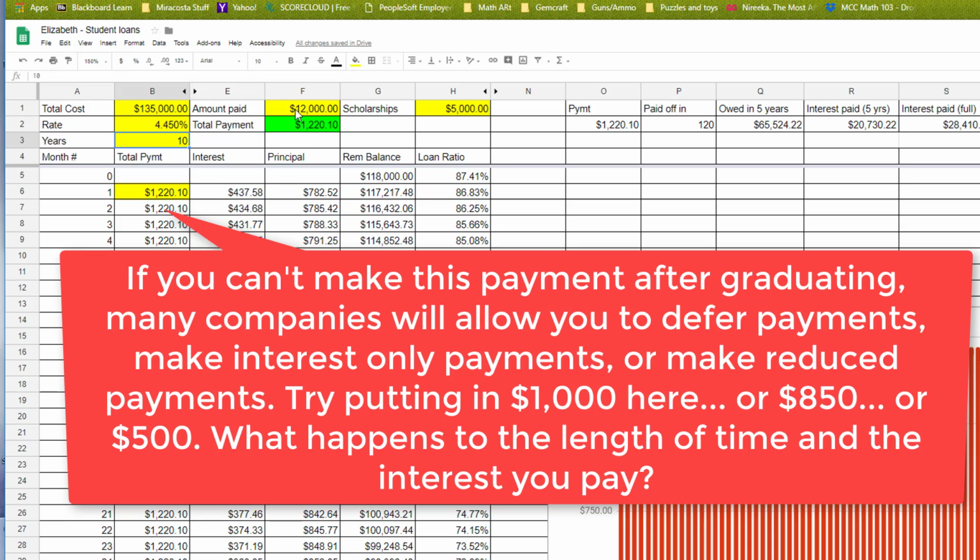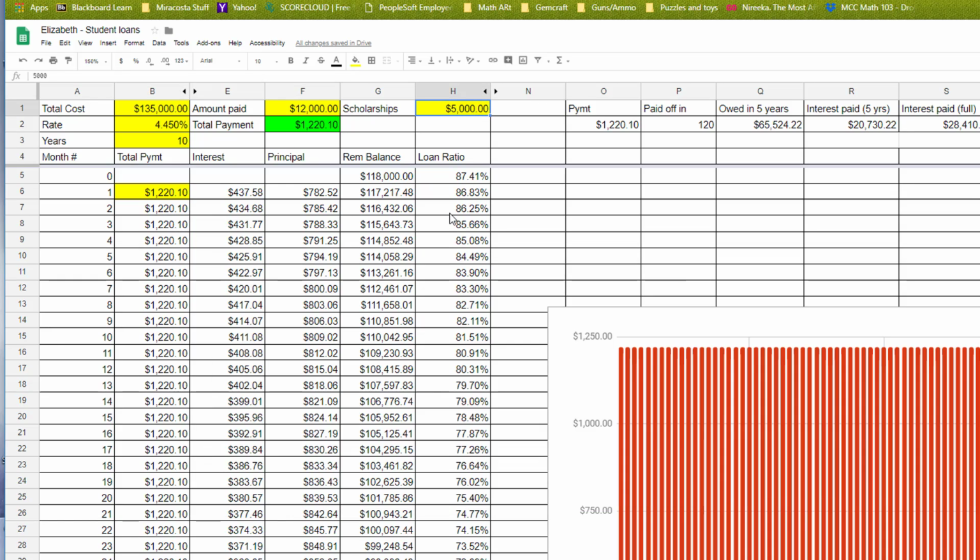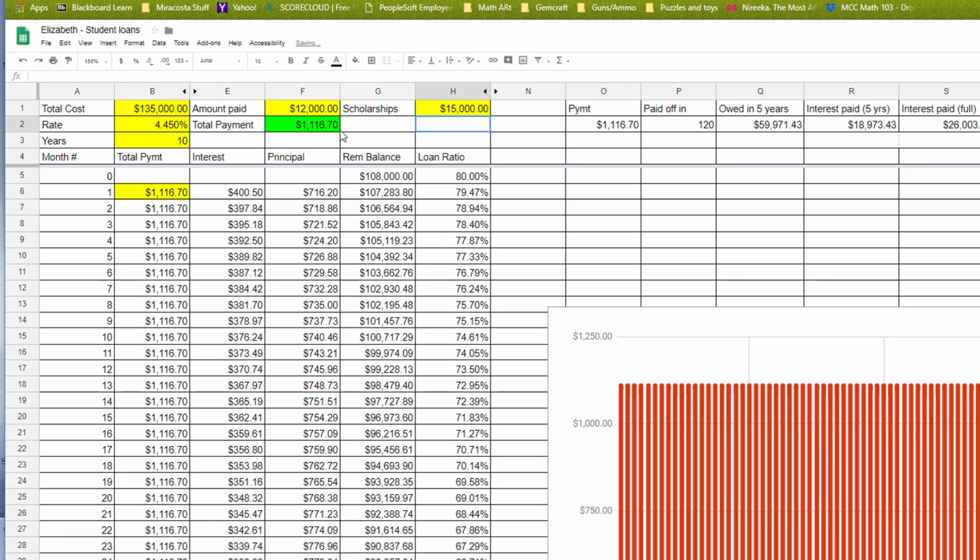You could also kind of take a look and see what would happen if I had more scholarship money over the course of the 4 years. Maybe you have $15,000 in scholarships. Again, the second you hit enter on one of those numbers, you can see what your new payment is.